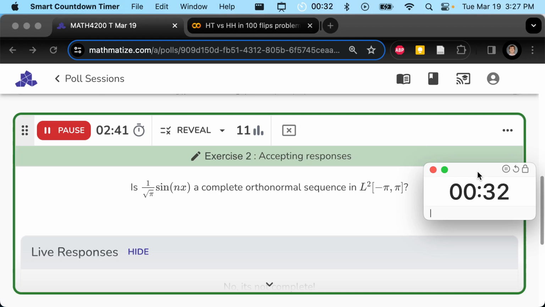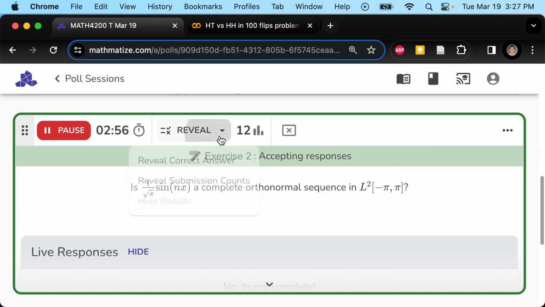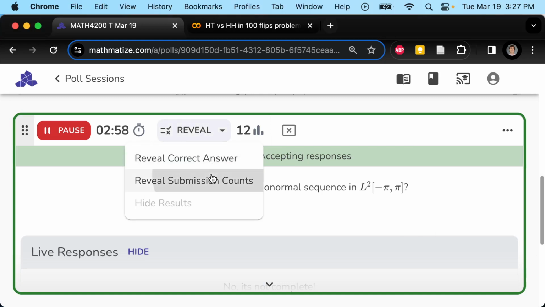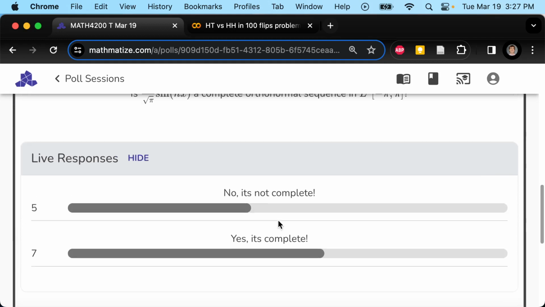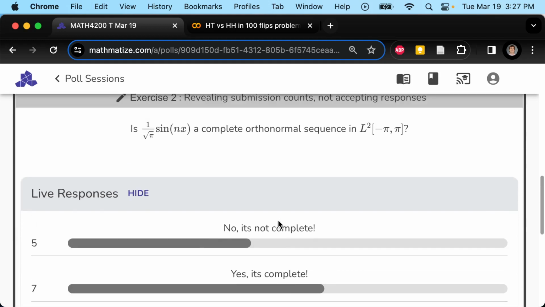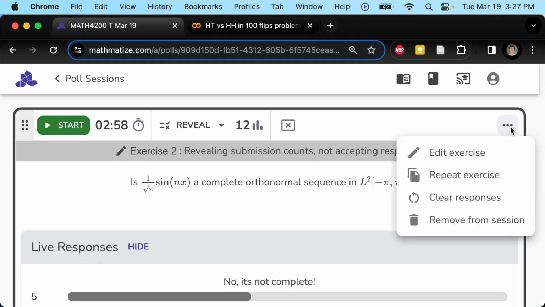Well, part of the reason to do the question is to give you a little break from having too much math all at once. Okay, we're up to 12 people. Let's see what you think. Is it a complete orthonormal sequence or not? People said maybe. Reveal counts. Ooh, 7 to 5. Pretty close. As usual, my favorite thing in the world, debate, and we will arrive at the truth of the matter.